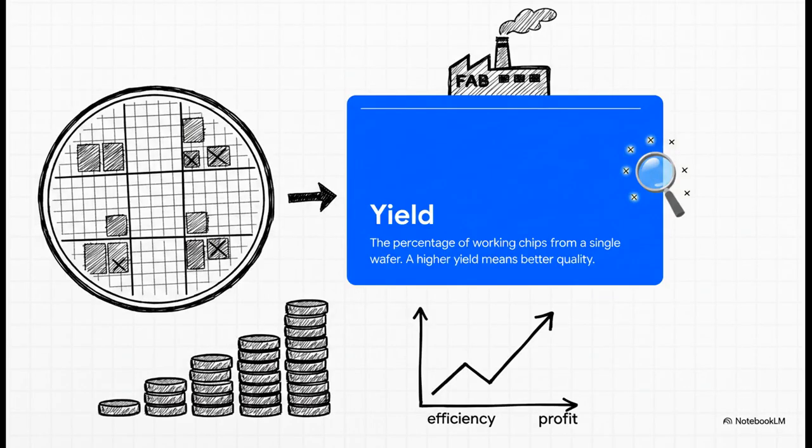And all of that brings us to maybe the single most important word in the entire chip industry: yield. Yield is simply the percentage of working perfect chips you get from each wafer. A high yield is the holy grail for a fab. Even a tiny 1% improvement in yield can mean millions and millions of dollars. It's the final report card for this entire multi-billion-dollar construction project.